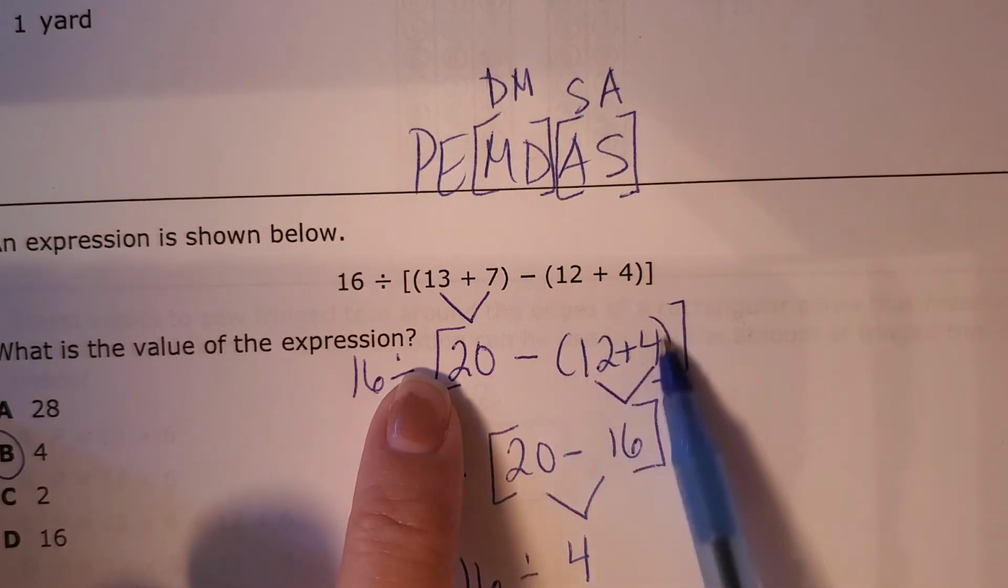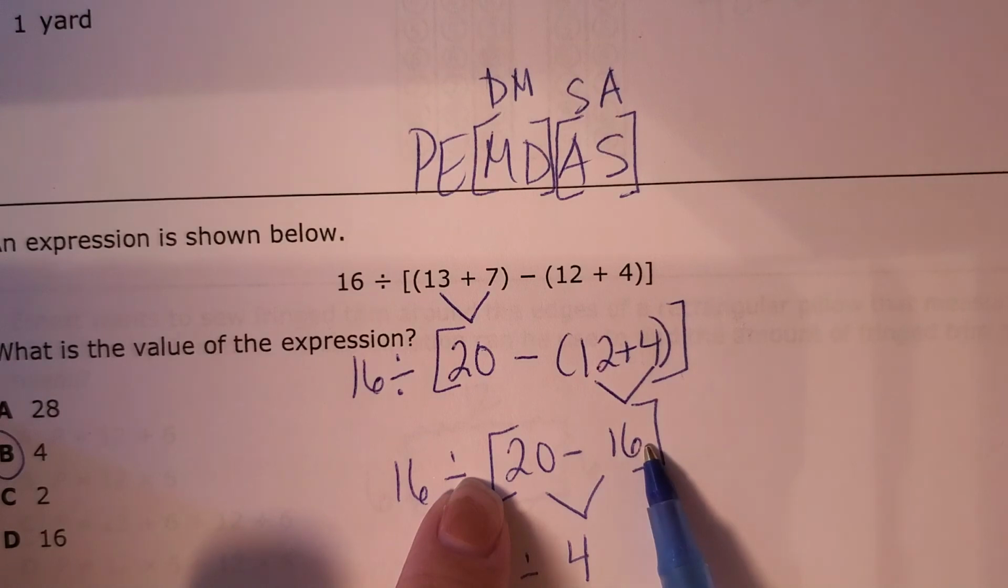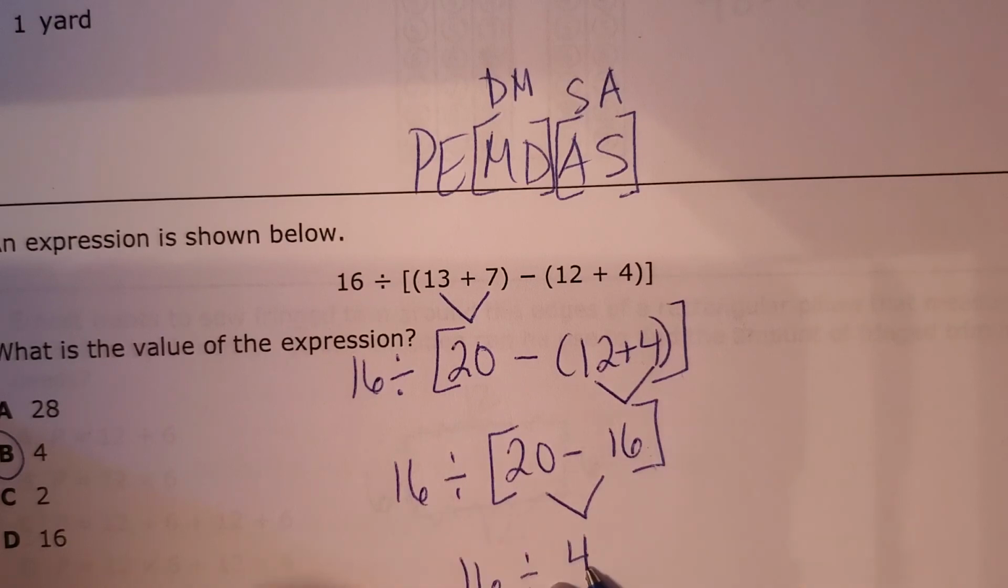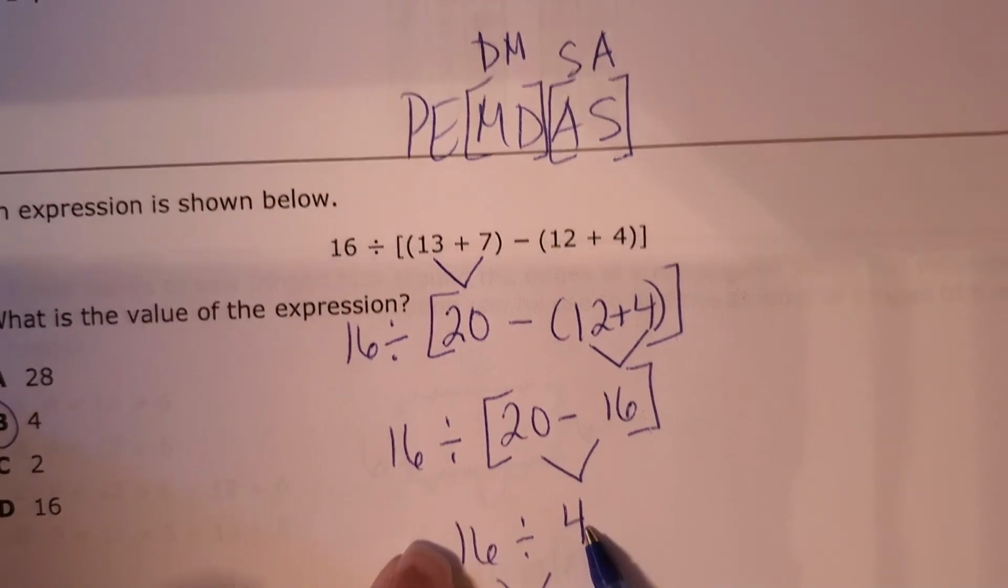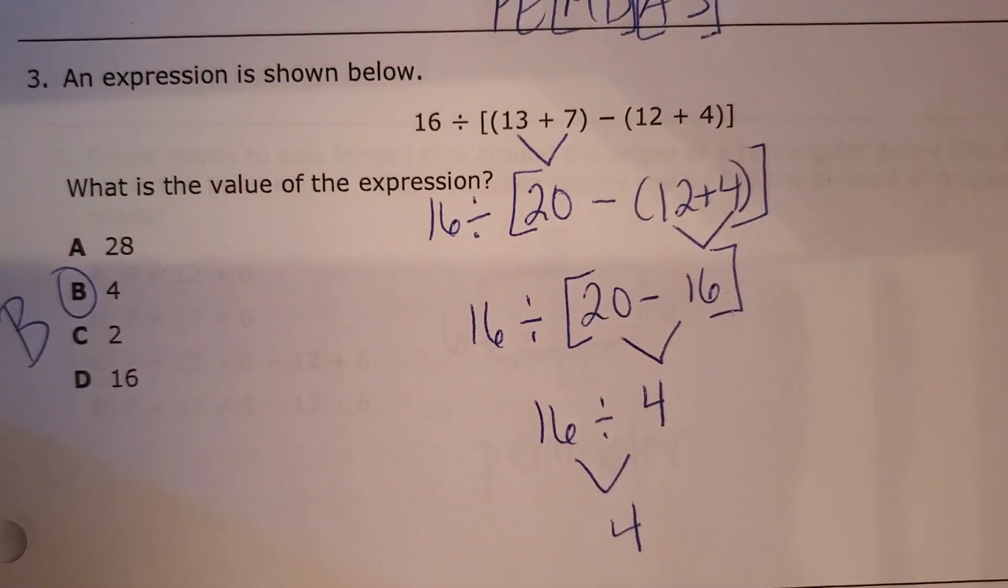Inside the brackets, we're going to do this set of parentheses. 12 plus 4 gives you 16. So we have 20 minus 16. That's going to stay in the brackets here. 16 divided by that. 20 minus 16 is 4. We can drop the brackets because we're down to one number, and 16 divided by 4 gives us 4. The answer is B.